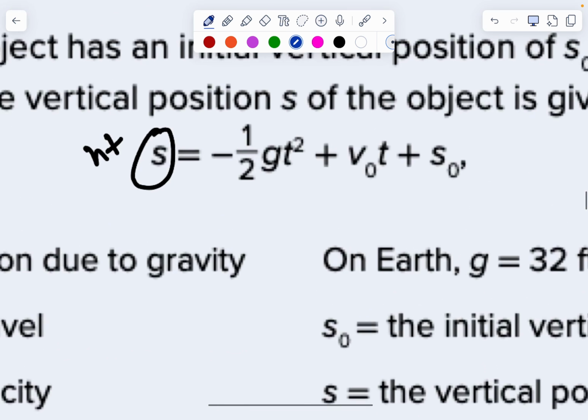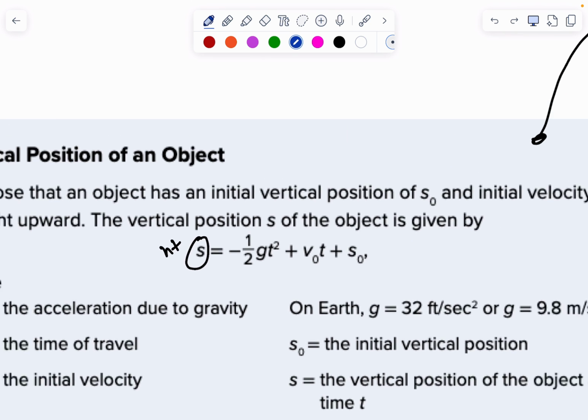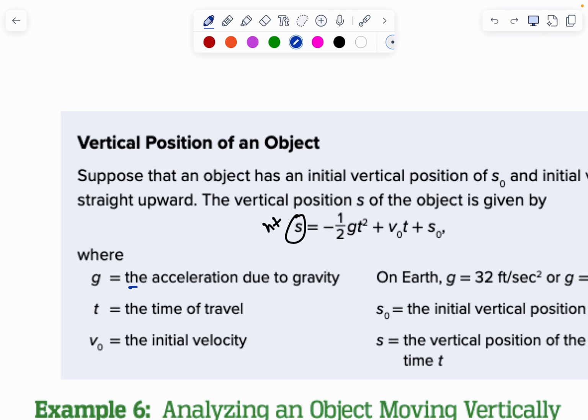All right. Now, this is the formula that they have going on here for the different variables in place. So let's talk about this. 1/2 g is representing the gravitational pull, right? G is the acceleration due to gravity. Do you guys know what acceleration due to gravity is? 9.8 meters per second squared. Okay. 32 feet per second squared. We learned this, right?